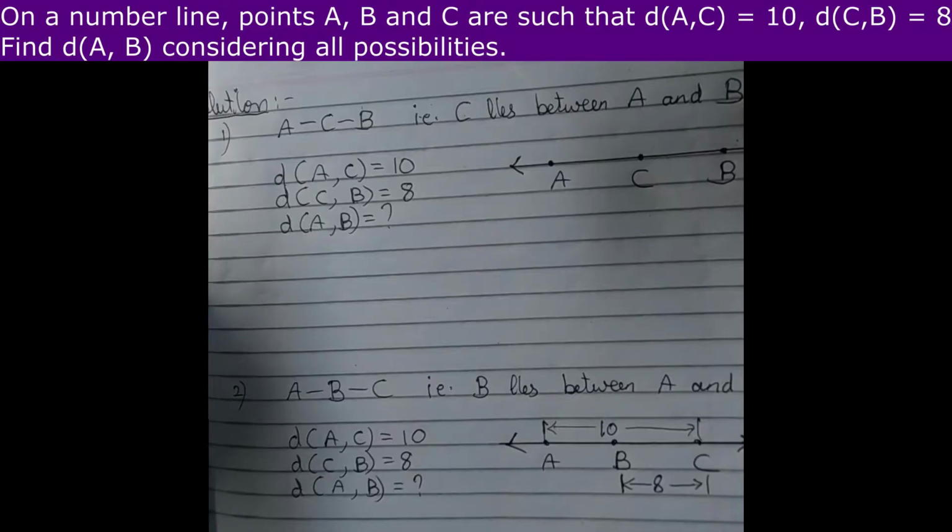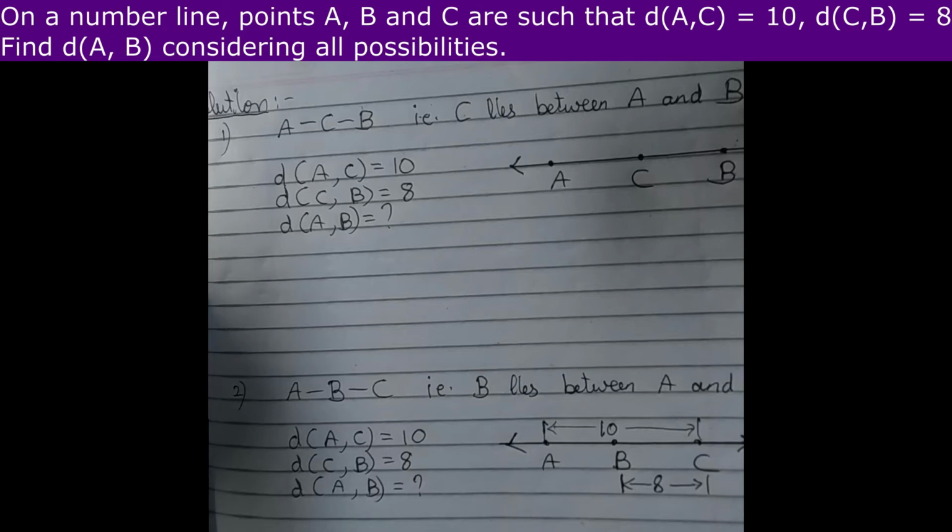Next we will solve one more example. See the question on the screen. On a number line, points A, B and C are such that distance AC is equal to 10, distance CB is equal to 8. Find distance AB considering all possibilities. Here the points are already given on a number line. We have seen that in betweenness there are three possibilities.